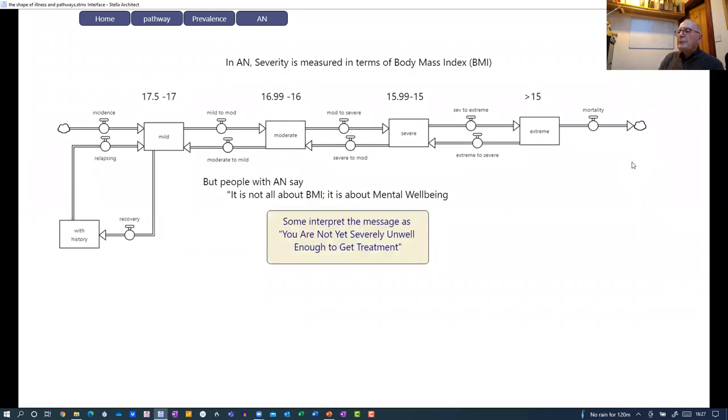But people with anorexia nervosa say it's not all about BMI, it's actually about mental well-being. And some of the service users we met in this project would interpret the message that they're given as being, you're not yet ill enough to get treatment. And it's almost like they have to move in this direction in order to be noticed, in order to get treatment.